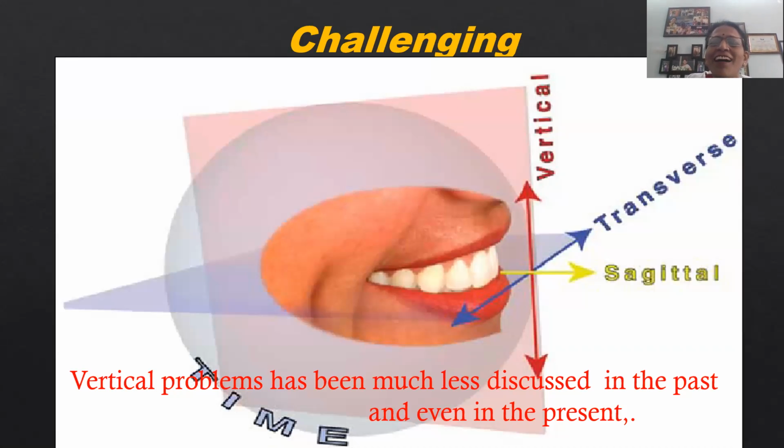Vertical discrepancies are challenging malocclusions. Right since orthodontics became a specialty, vertical discrepancies have been studied and debated, and there is very little literature on the management of vertical problems. Vertical problems have been less discussed in the past and even in the present as compared to the sagittal and the transverse discrepancy. Vertical discrepancies pose a challenge because they are often associated with a sagittal and a transverse discrepancy also.